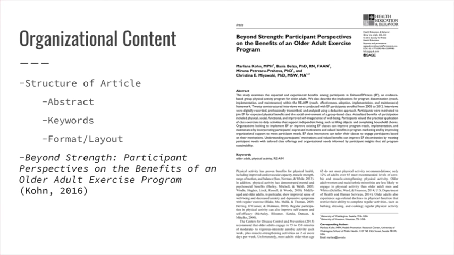Another main element of the structure of the article is the keywords section. This section is either presented before the abstract or after. However, the main purpose of the keywords section is to briefly introduce the main topics illustrated in the rest of the paper. This also helps researchers or just members of the community to see whether or not the topic fits their curiosity. The example provided to the right is pulled from Beyond Strength Participant Perspectives on the Benefits of an Older Adult Exercise Program, again published by Cohen in 2016.